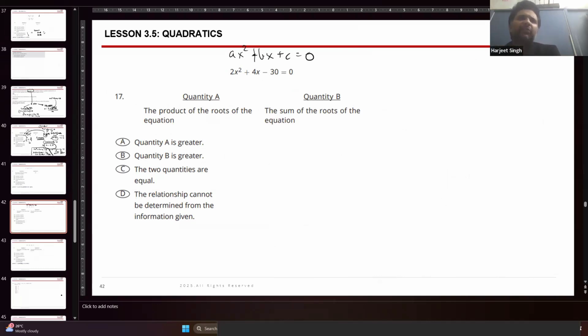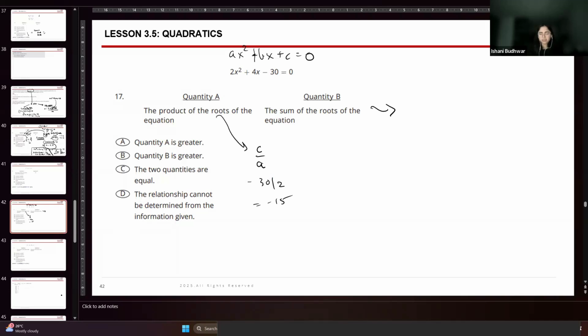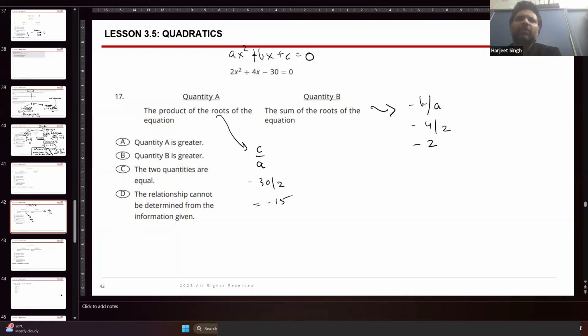Generic form, ax squared plus bx plus c. So what is the product of the roots here? Minus 30 over 2, so it's minus 15. Correct. Minus 15. And what is the sum of the roots? Minus 2. Minus b by a. So minus 4 by 2, minus 2. So which is higher? B.